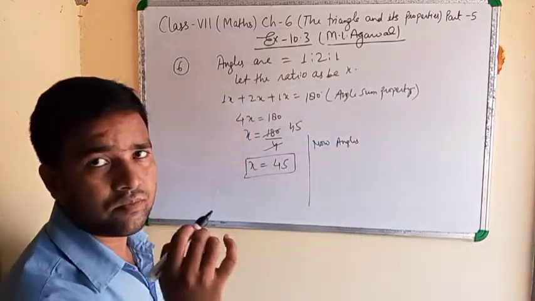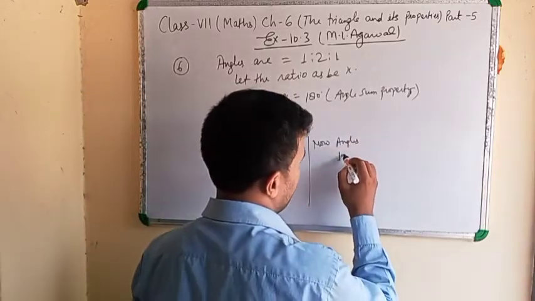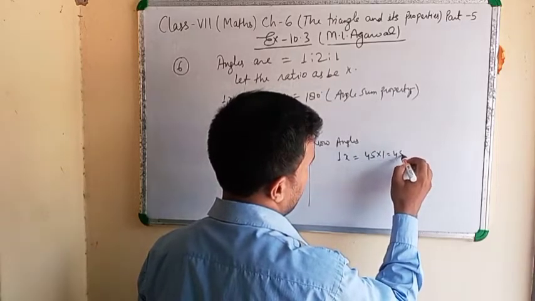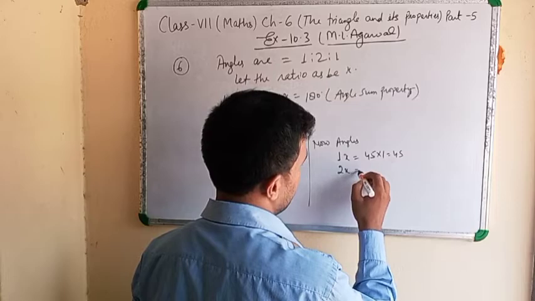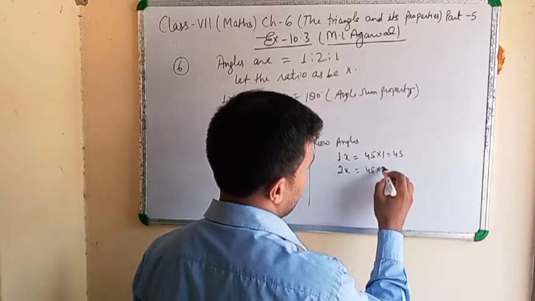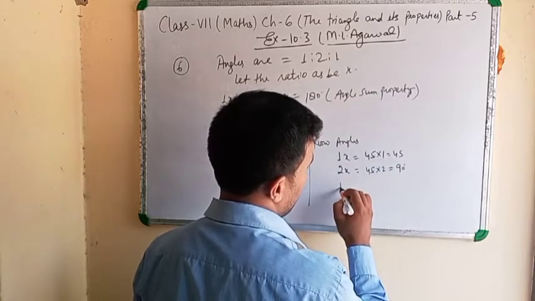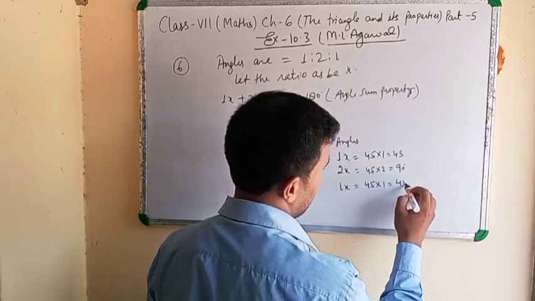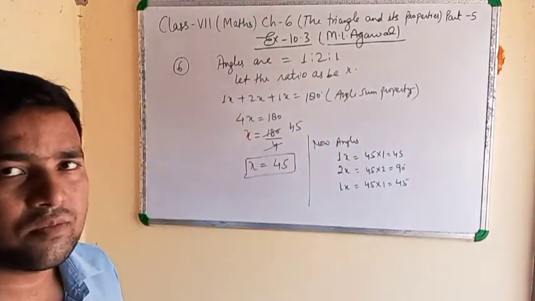Now the angles: 1x means 45 into 1, 2x means 45 into 2, 1x means 45 into 1.